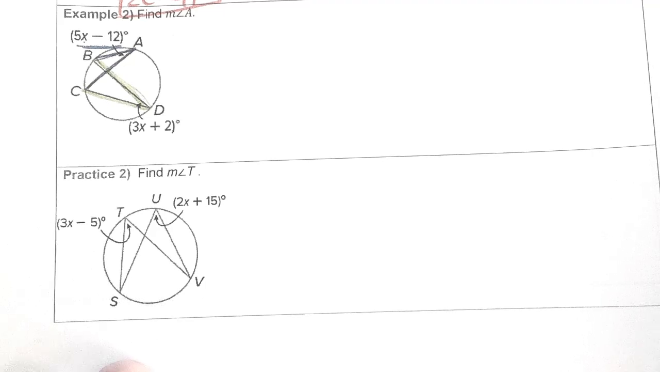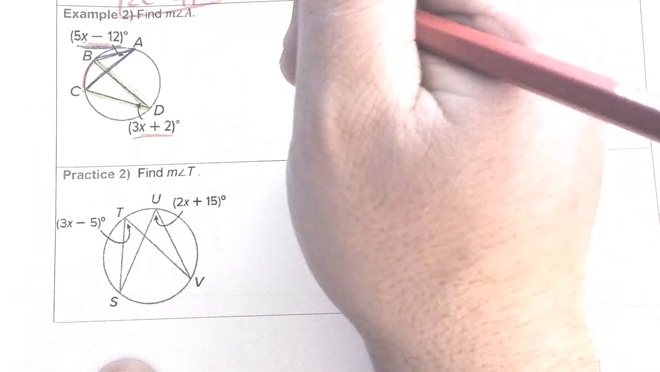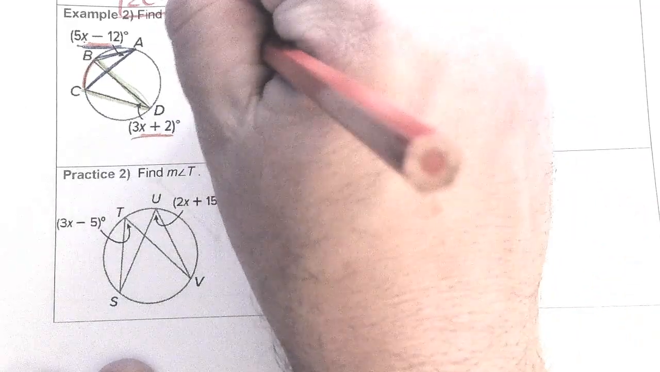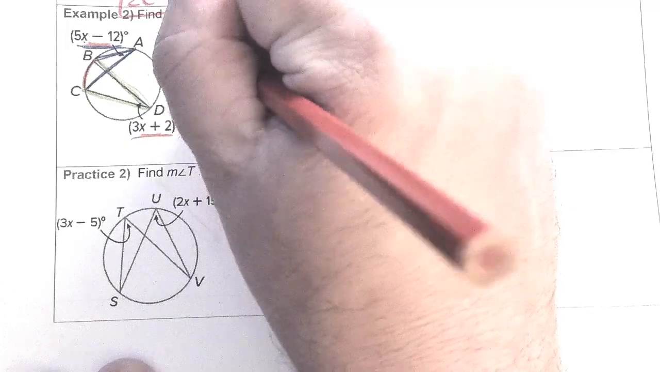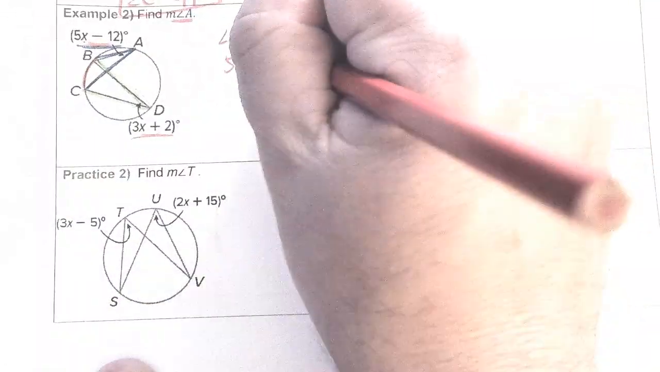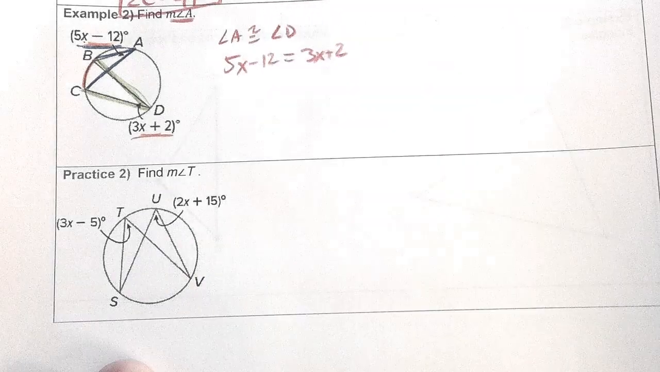Let's see, how do we do this? So because they made the same arc, that makes these both congruent. So measure of angle A is going to be congruent to angle D. That's going to be 5x minus 12, and they want angle A, so we're going to have to plug it in at the end. So angle D is 3x plus 2.